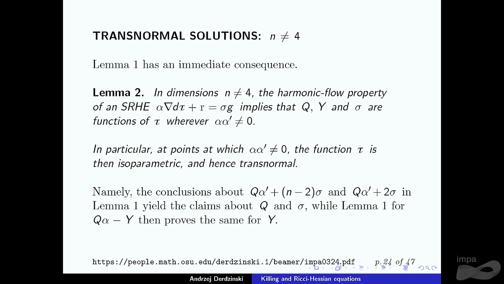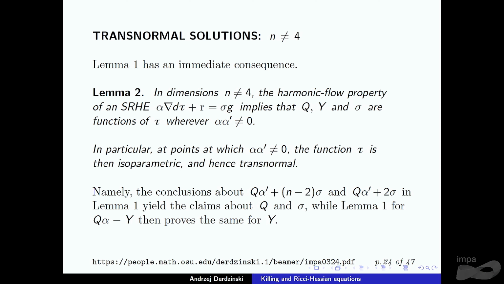First of all, I'm phrasing this using the harmonic flow property, but I'll skip that concept here. I will simply say, in the Kähler case, this assumption is satisfied. In the Kähler case, where you have a real dimension different than 4, and you have a special Ricci-Hessian equation, it follows that tau is transnormal. Actually, more follows. It's also isoparametric. And so the function on the right-hand side is a function of tau, at points where alpha and alpha prime are not equal to 0.